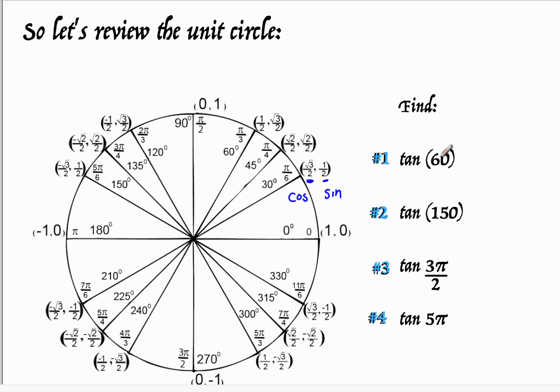So for example here, if I wanted to do the tangent of 60 now, I simply go to 60, and tangent is sine over cosine. The 2's cancel out, and the tangent of 60 is radical 3.